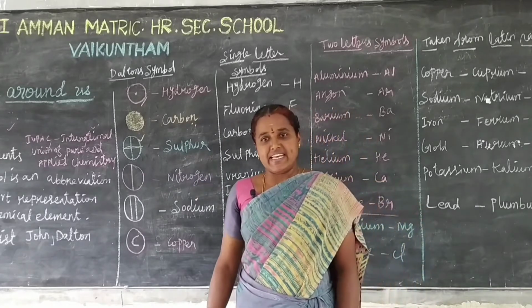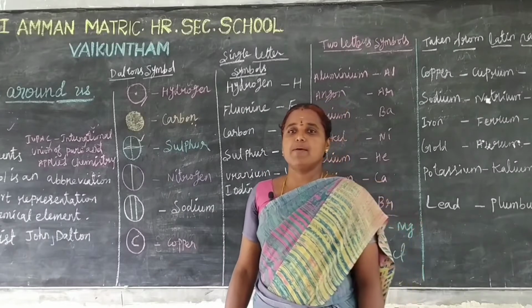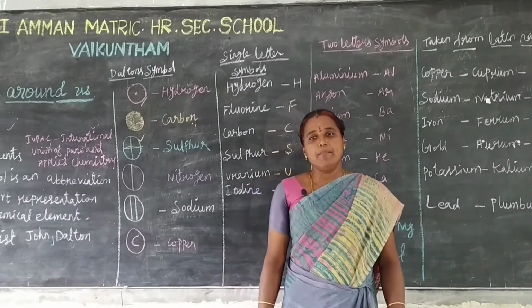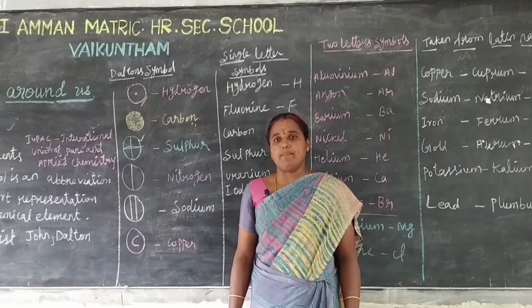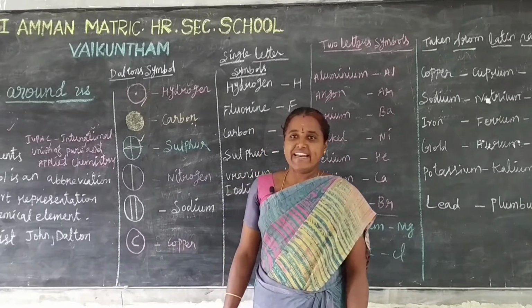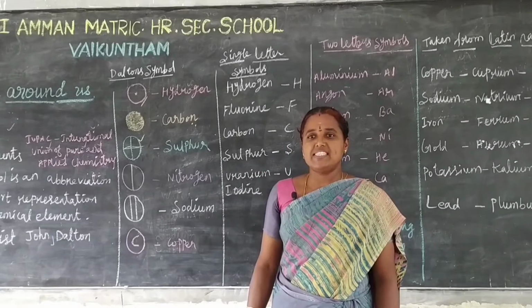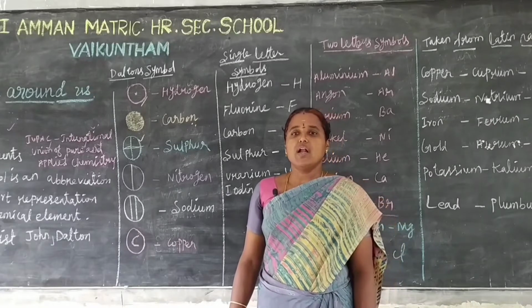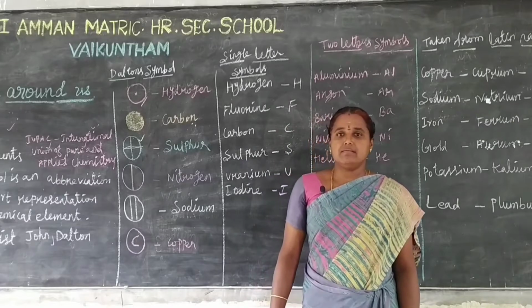Then the Swedish scientist J.J. Berzelius suggested that the symbols of elements be made from one or two letters of the name of the element.